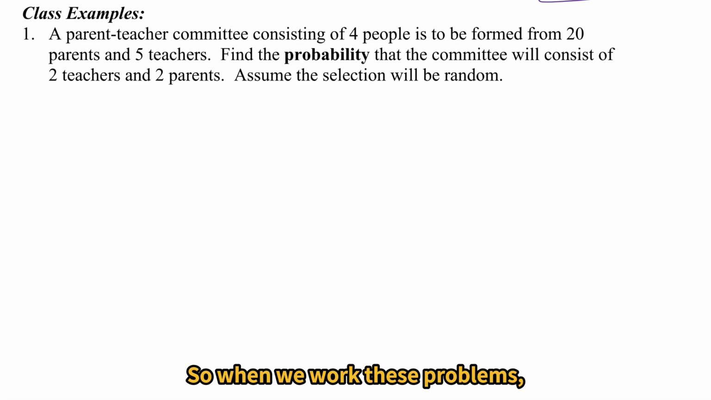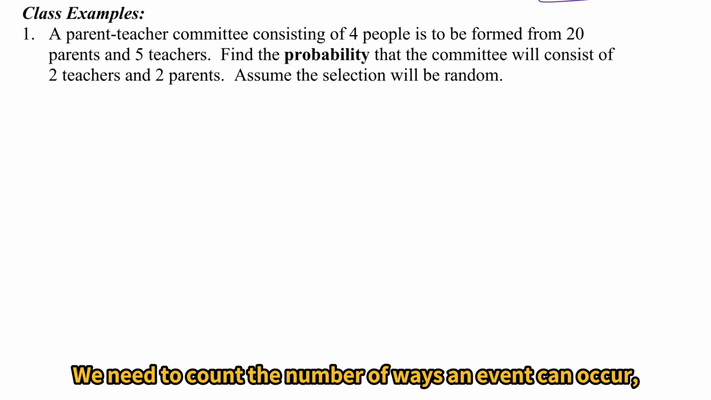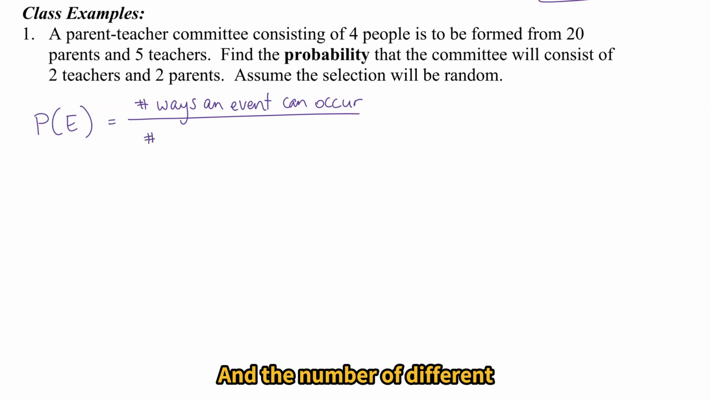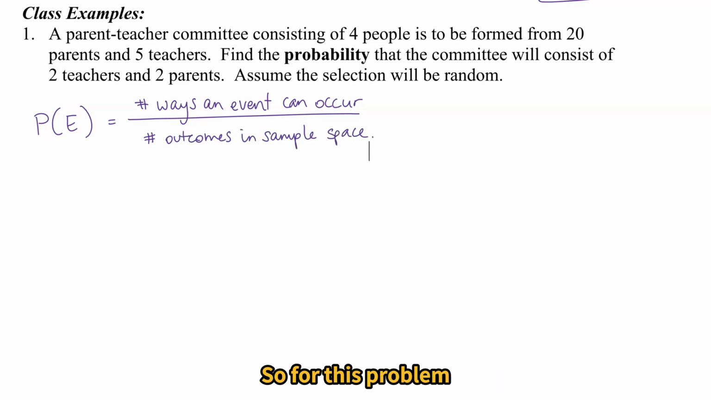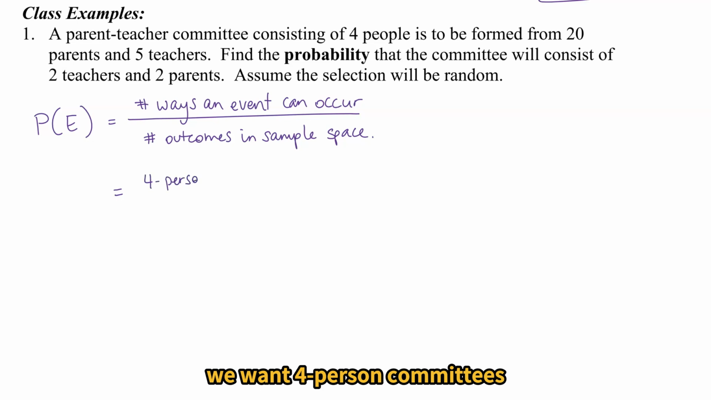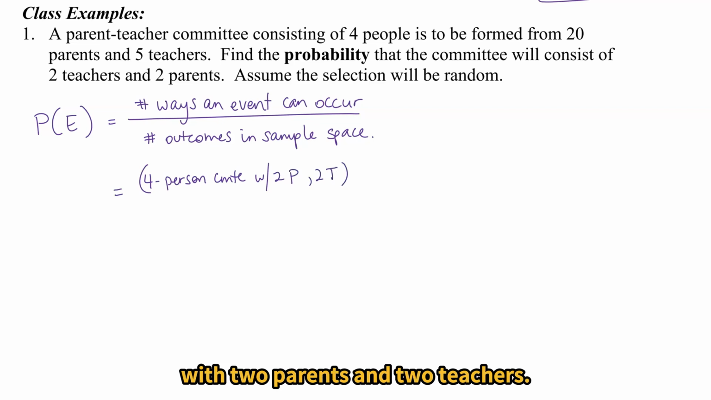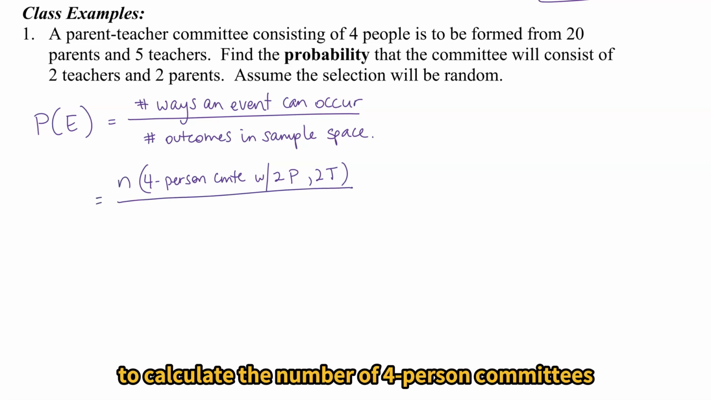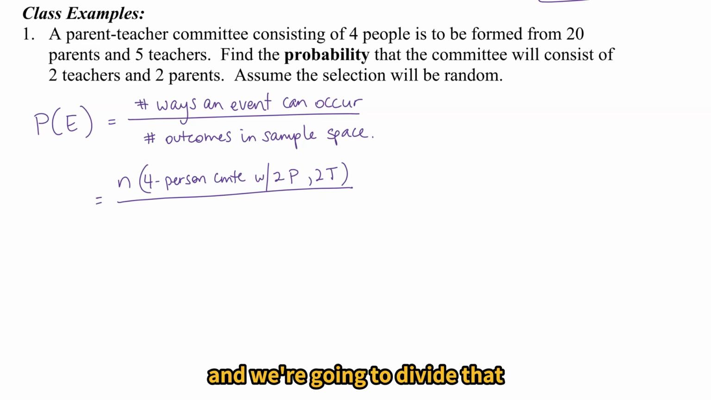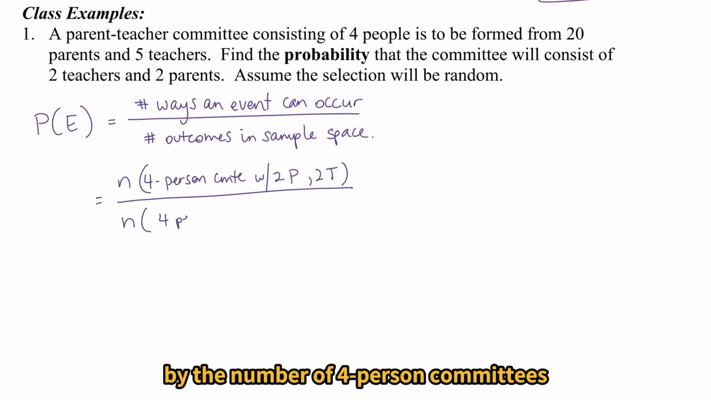So when we work these problems, we have 2 things we need to count. We need to count the number of ways an event can occur and the number of different simple events or outcomes in the sample space. So for this problem, we want 4-person committees with 2 parents and 2 teachers. So we have to calculate the number of 4-person committees with 2 parents and 2 teachers, and we're going to divide that by the number of 4-person committees with no restrictions.